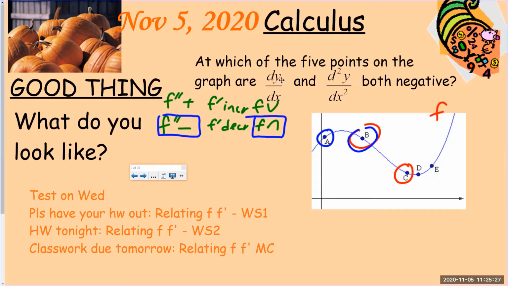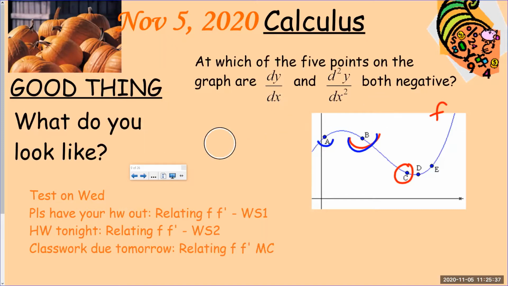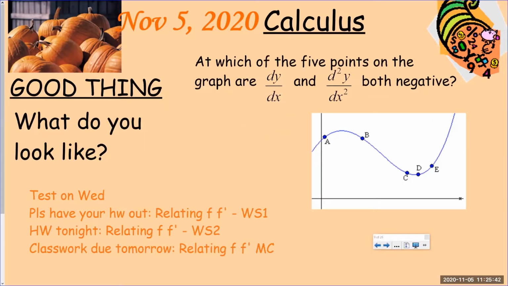But the question is, where am I both first derivative is negative and second derivative is negative? Your answer would be B. You guys good with that? Okay. Let me do a little chart here and see if you guys can do this, because your test has something like this. You had a homework assignment that had something like this. Let's see if we could do a little F, F prime, F double prime chart.